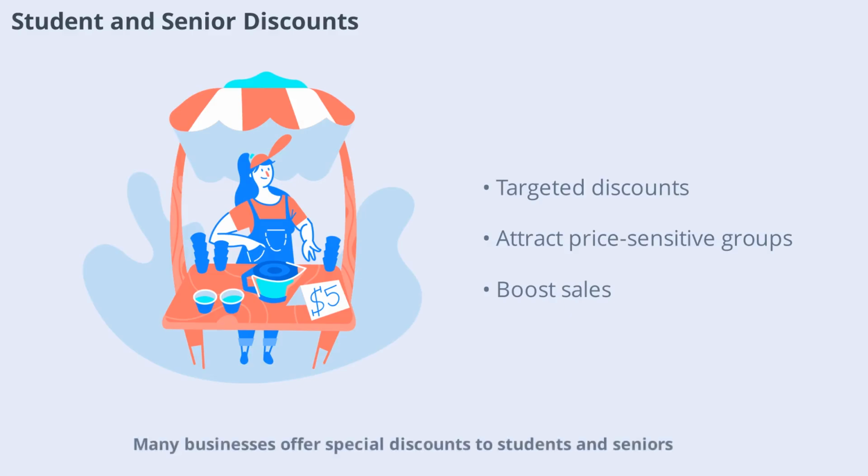Many businesses offer special discounts to students and seniors. This is a form of third-degree price discrimination, as these groups are generally more price-sensitive. By offering lower prices, firms can attract more customers from these segments without lowering prices for everyone. This strategy is common in entertainment, transportation, and even retail, helping firms boost sales while maintaining higher prices for other groups.